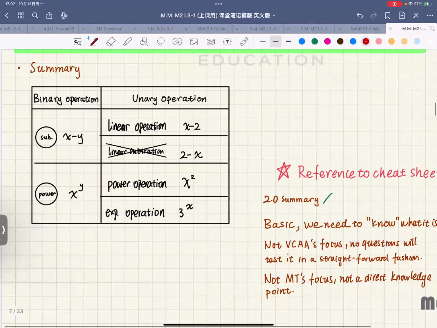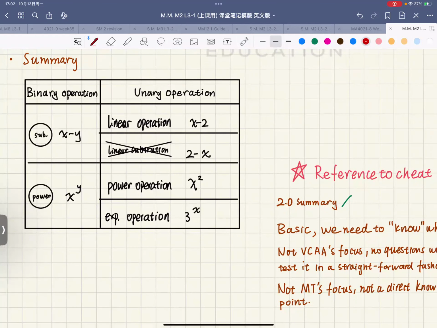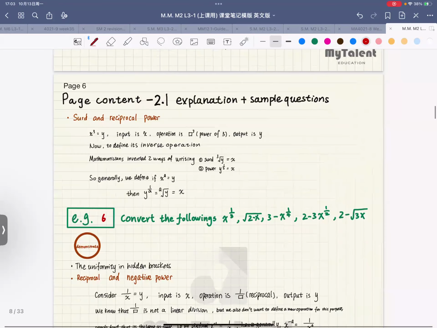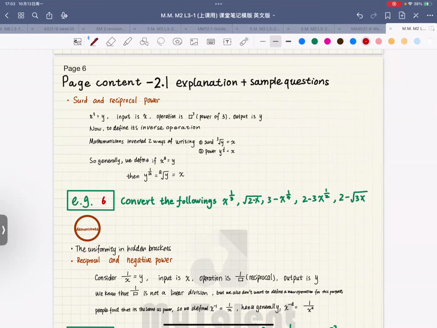That's basically the summary of what we just covered. Linear operation: x minus 2 is a linear operation, but 2 minus x is not a linear operation, because minus x is a variable. Power operation: x to the power of y, for example x to the power of 2. Exponential operation: 3 to the power of x. That's pretty much what we just covered. These are all the concepts.